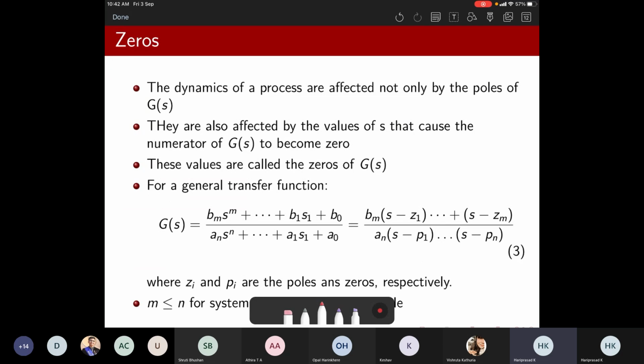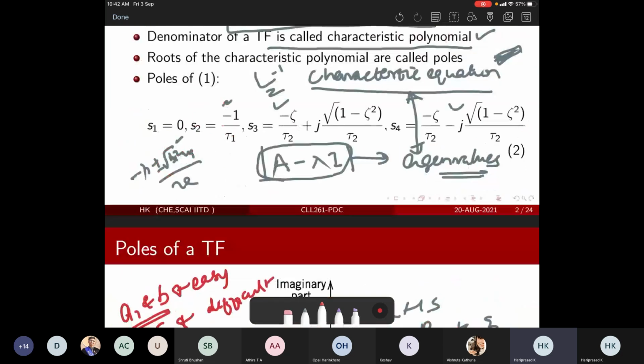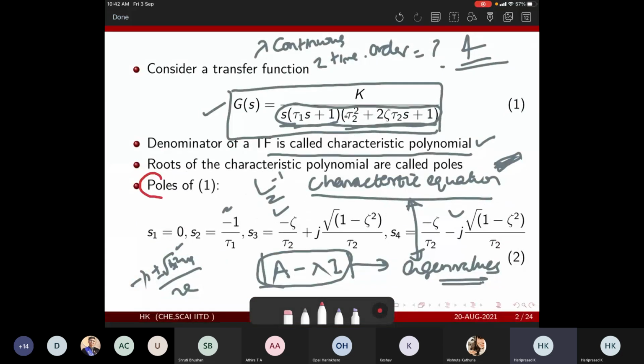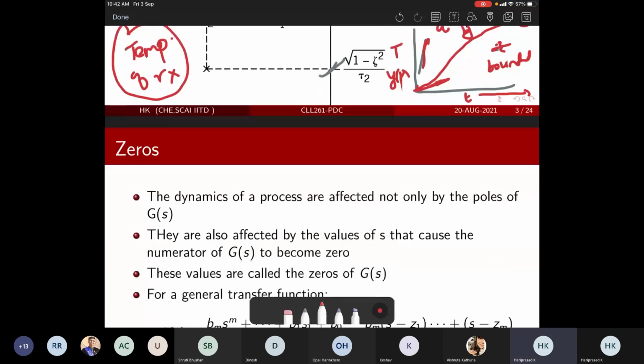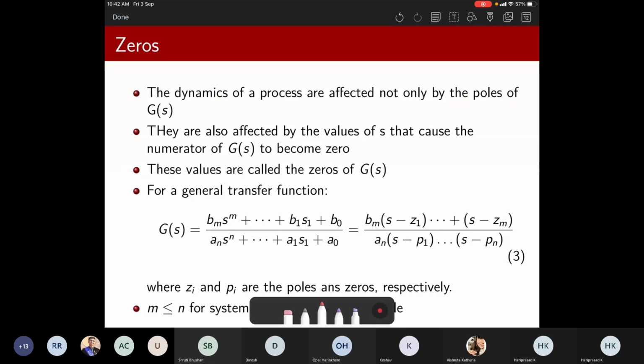Okay, so now let's look at the numerator. Till now we have not seen the numerator. We were all talking great things about the denominator. What would happen if the numerator also contains a polynomial? Another thing is the denominator roots are called poles of a transfer function. In a similar fashion, the roots of the numerator polynomial, if at all it is there, are called zeros of the transfer function.